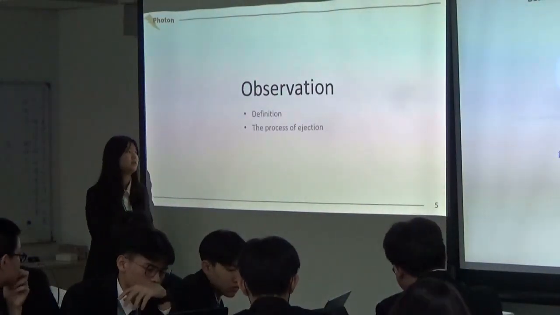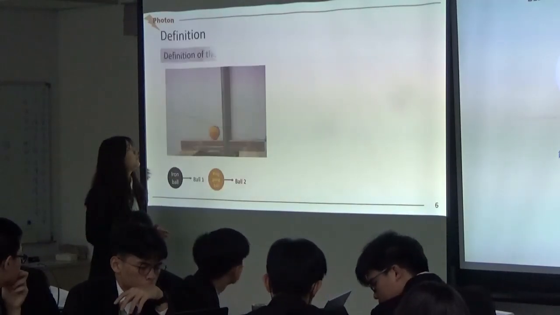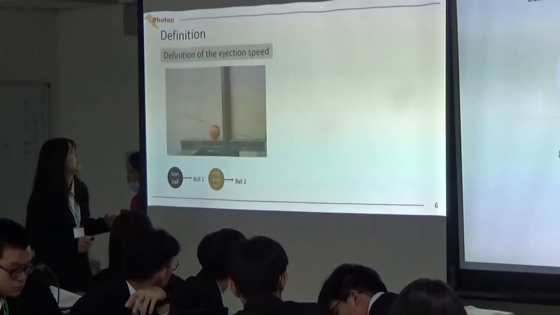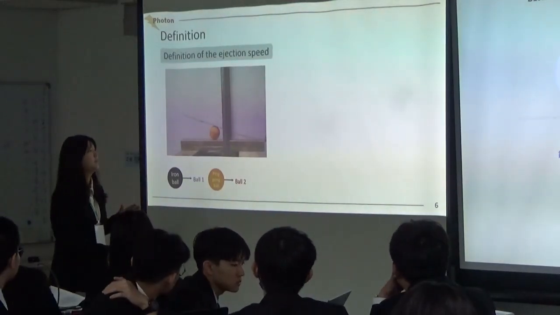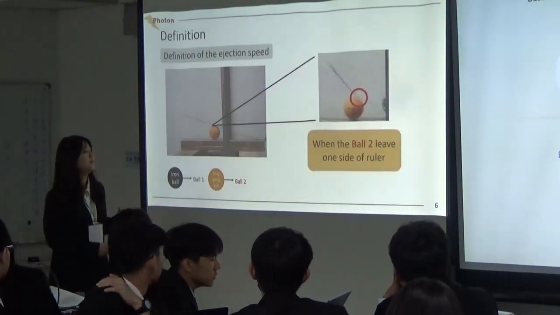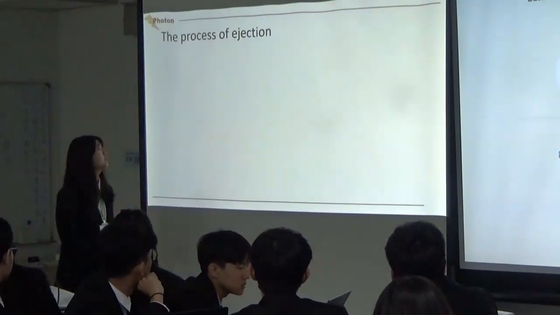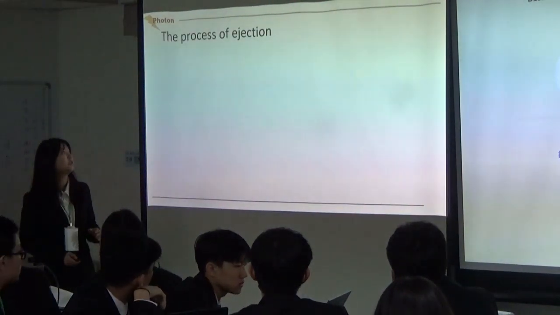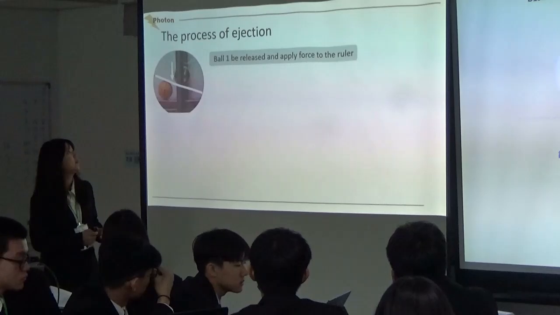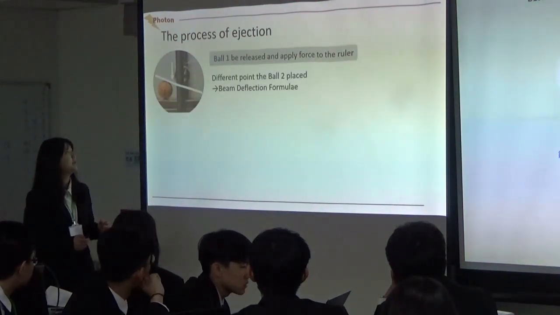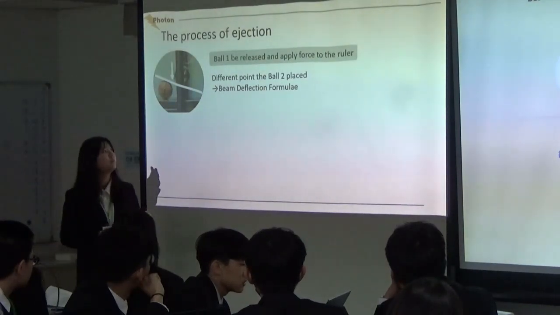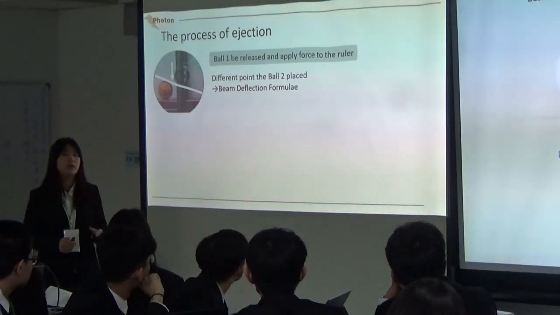We will talk about the definition and the process of the ejection. And our definition of the ejection speed: we will make sure the ejection speed is measured when the O2 leaves one side of the ruler. And for the process of the ejection, when O1 is released and applies force to the ruler, the different position of O2 will also affect our experiment data.